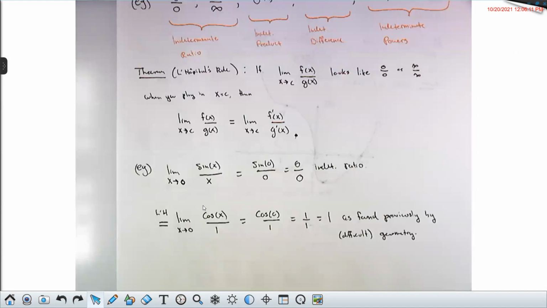But wait, there's more. There's lots of other stuff that previously would have been not just difficult, but impossible that we can now manage.